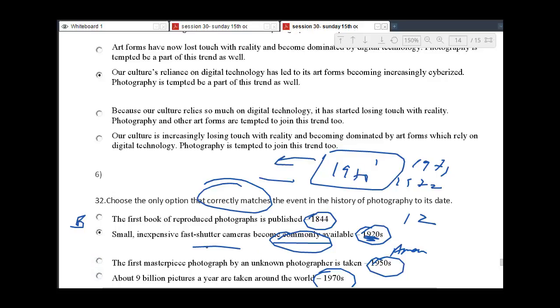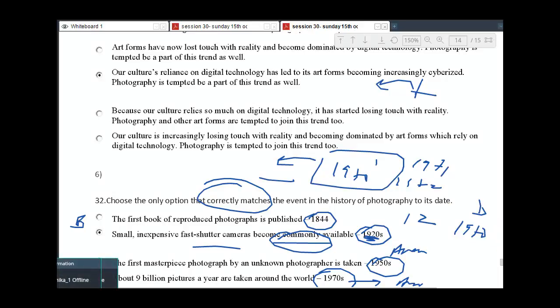First of all, you say 9 billion pictures a year. The author is focusing particularly on America. And secondly, by the 1970s basically means until 1970. When you say by this time I was in US, that means basically before this time. So it is not conveying the right meaning. It is an incorrect option. B is the best.